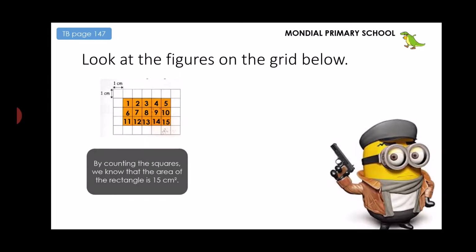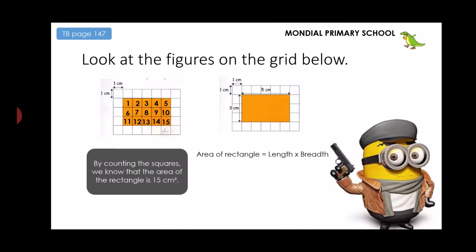Look at the rectangle again. The length of the rectangle is 5 cm and the breadth is 3 cm. The area of a rectangle can be found by multiplying its length by its breadth. Hence, the area of the rectangle is 5 times 3 is equal to 15 square centimeters.